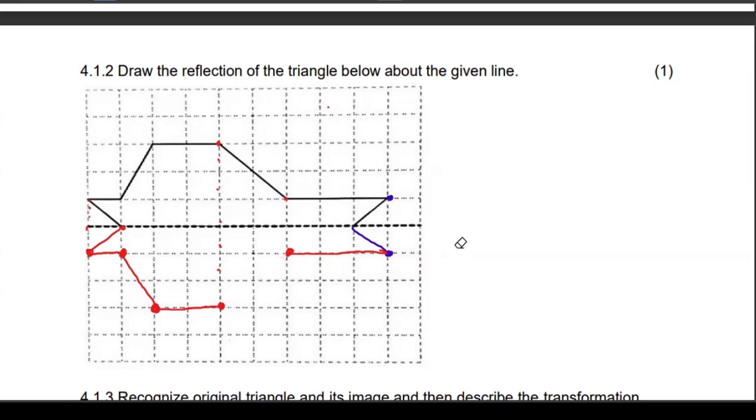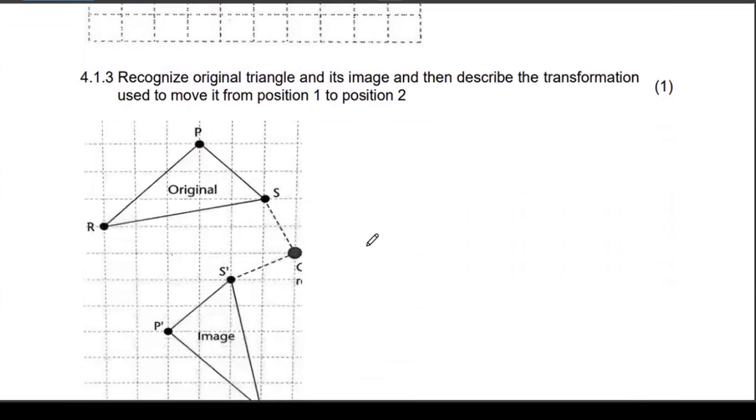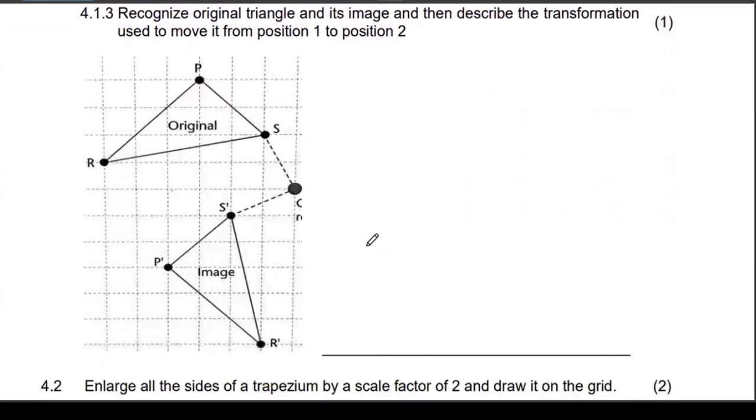Why is it looking somehow off? Is it because I'm not using a ruler? Okay, but that is the idea of the reflection. And then recognize the original triangle and its image, and then describe the transformation that was used to move from position 1 to position number 2.